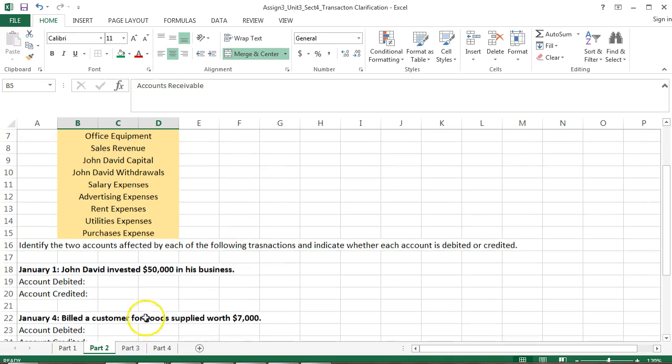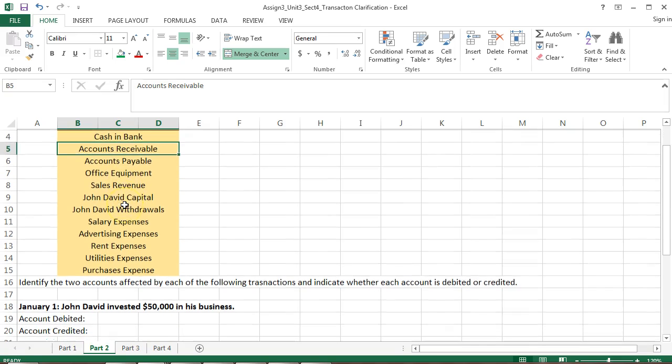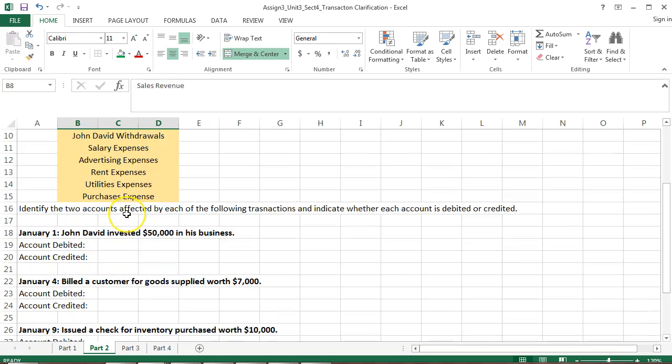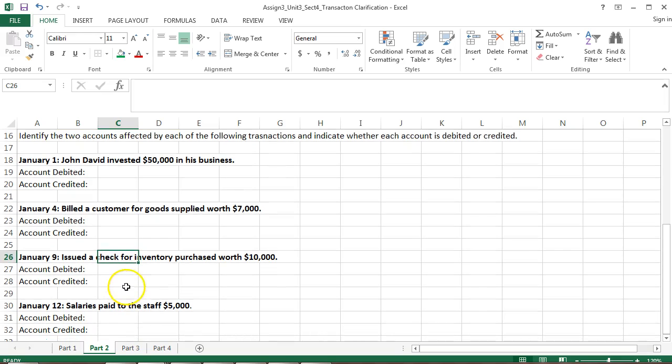So if it had said paid cash for goods, then we would not bother with accounts receivable. That would just go straight into cash and bank. But since we're billing him and he's paying later, that's going to affect our accounts receivable and our sales revenue. So you determine, again using your reference guide, which account's being credited and debited.